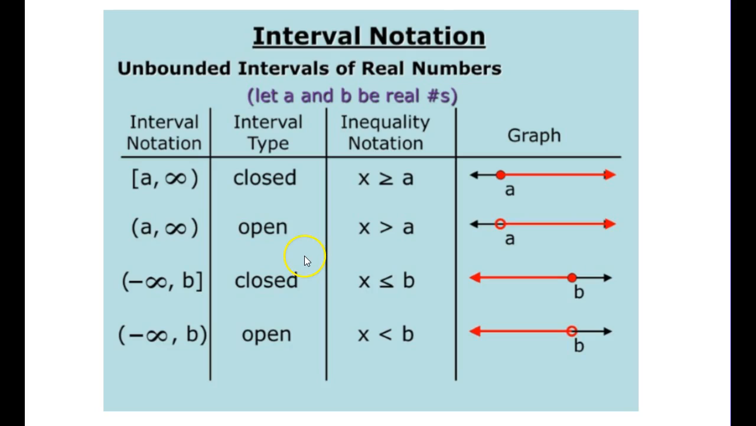And then you can see the last 2 are very similar, except we're approaching negative infinity as we go to the left. On the right side, we have our endpoint that's included. So again, this is a closed interval, which we can see is a filled in circle on the graph. Then the last one, the only difference being that open endpoint.